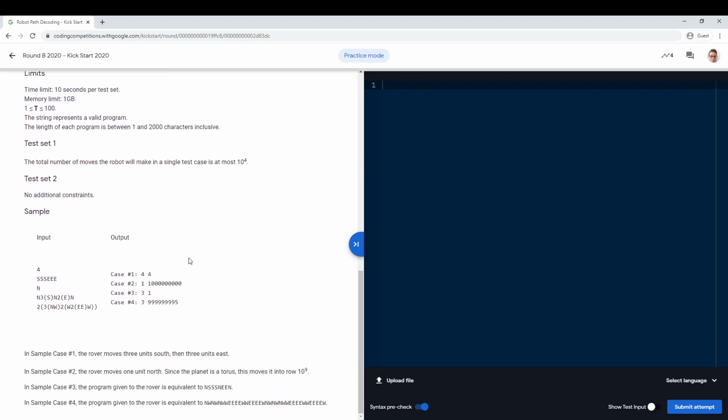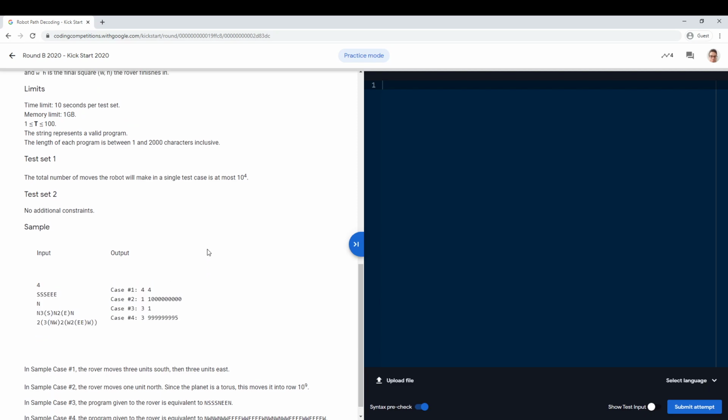Starts off at 1-1. Moving north wraps this around to the bottom row. The length of this thing is up to 2,000, and the point is these could be very heavily nested. If you have like 9, 9, 9, 9, 9, 9, 9, 9, you can go a lot of squares. So in test case 1, you're just supposed to brute force it. In test case 2, you need to be a little bit smarter.